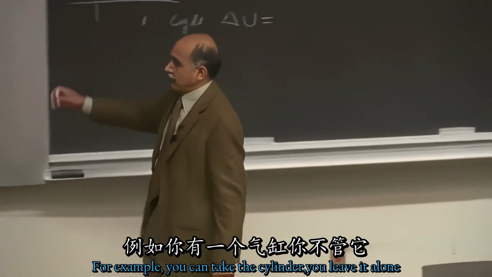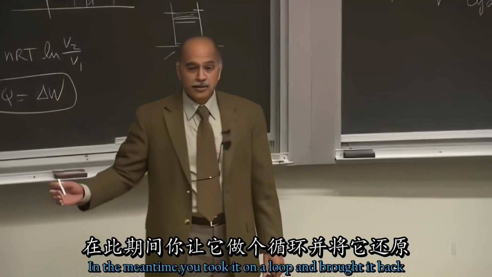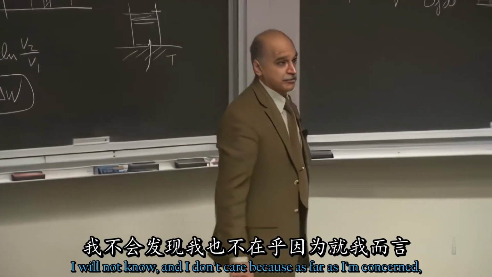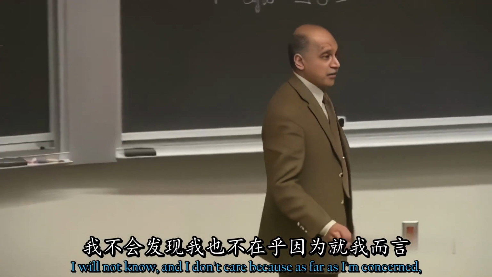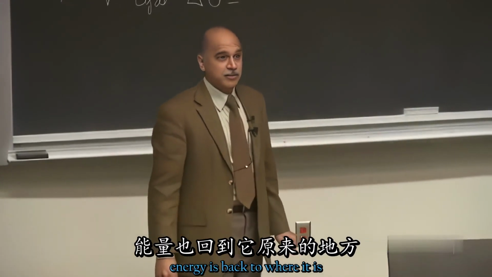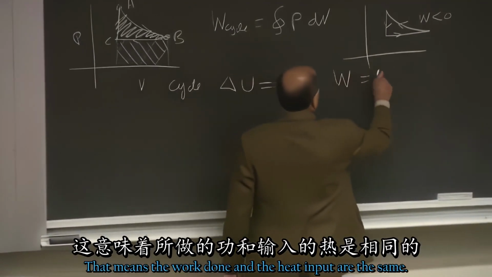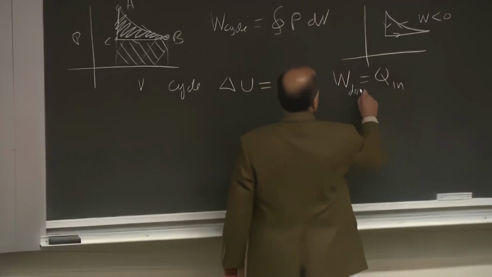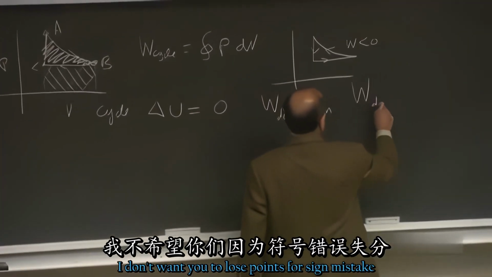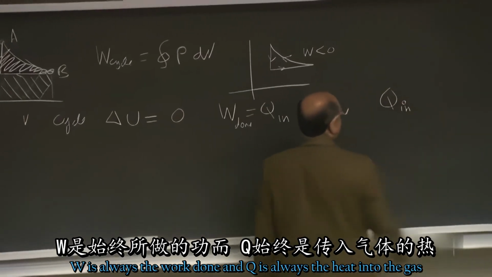For example, you can take the cylinder, you leave it alone, I measure the energy, I go outside the room and come back. In the meantime, you took it on a loop and brought it back. I will not know. And I don't care, because as far as I'm concerned, if P and V are back to where they are, the gas is back to where it is, energy is back to where it is. So the change in the internal energy is 0. That means the work done and the heat input are the same. So let's be very clear. If you guys do problems, I don't want you to lose points for a sign mistake. W is also always the work done, and Q is always the heat into the gas.